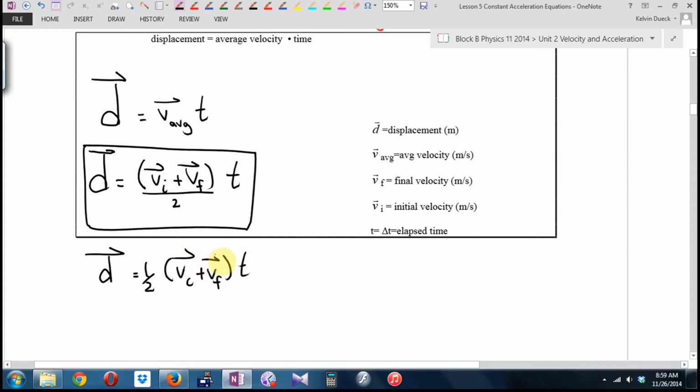Or is it F plus I? Is it VI plus VF or is it VF plus VI? VI plus VF. Adding really doesn't matter, but that's the same equation. I like this one because it's easier to rewrite, and we will practice that. But it's the same equation. So now we have a way to relate, if you have changing velocities, I can now find out how far you've gone. In other words, I'm now allowing you to press the gas or hit the brakes. Cool. Next page.